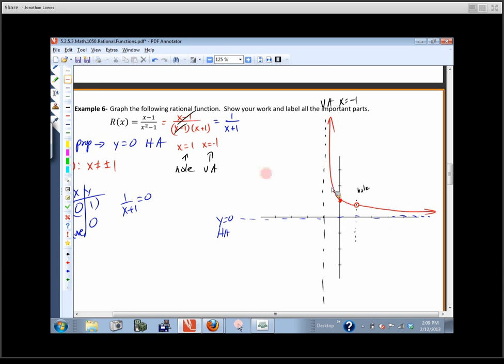Now, what does it look like over here? We really have two choices. It's got to run along the horizontal asymptote, and then when it gets close over here, it's either got to go up or it's got to go down. Those are our two choices. Here's how you figure it out.